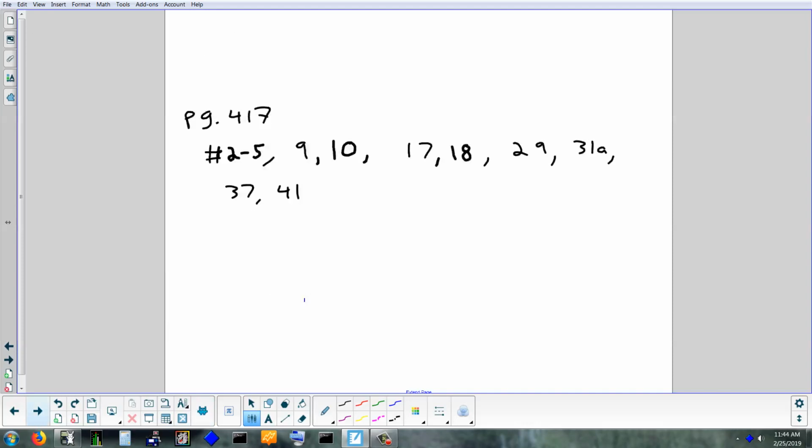All right, so homework. The only continuous range is 2 through 5. And then the rest are just single problems. So 9, 10, 17, 18, 29. 31, I think, has multiple parts. Just do part A. And then 37 and 41. Okay, so we'll look at that tomorrow. And then tomorrow we will finish Chapter 7.